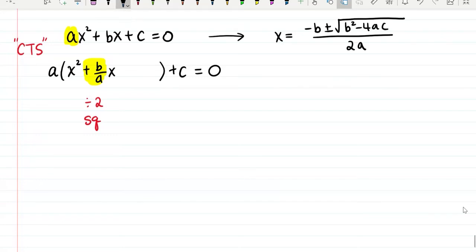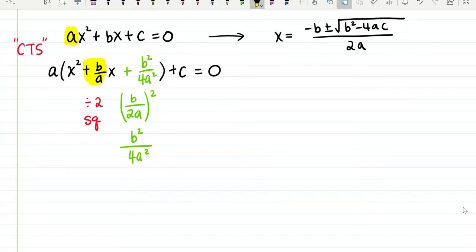Perfect square. So it will be b over 2a, divided by 2, and then you're going to square that value, which is b squared over 4a squared, and that will go into that bracket. It will be plus b squared over 4a squared.